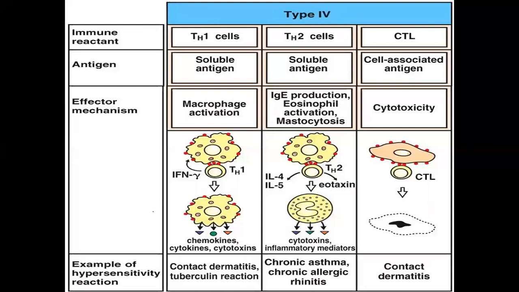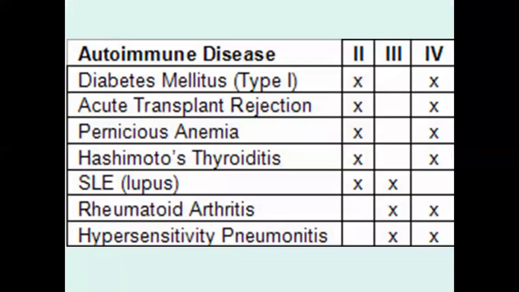And for cytotoxic T cell cytotoxicity, the antigen is present on the surface, and the cytotoxic T cell is directly going to attach to that antigen and cause the inflammatory process. So contact dermatitis, allergic rhinitis, that is actually a chronic allergic rhinitis, chronic asthma, and tuberculosis. These are some of the examples of type 4 hypersensitivity reactions.